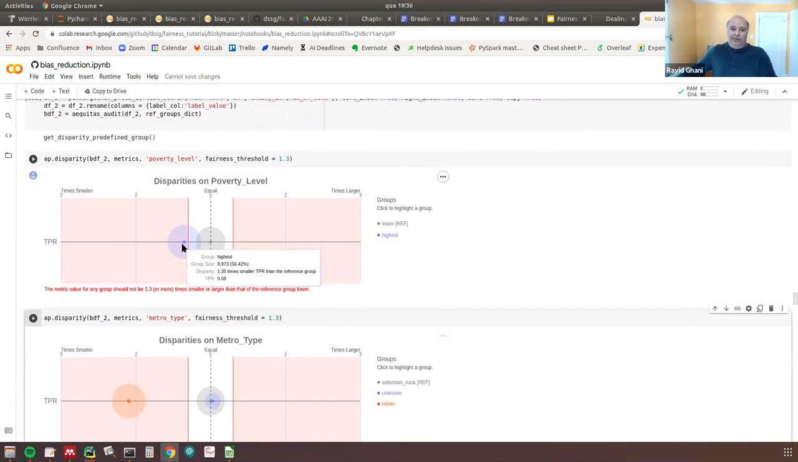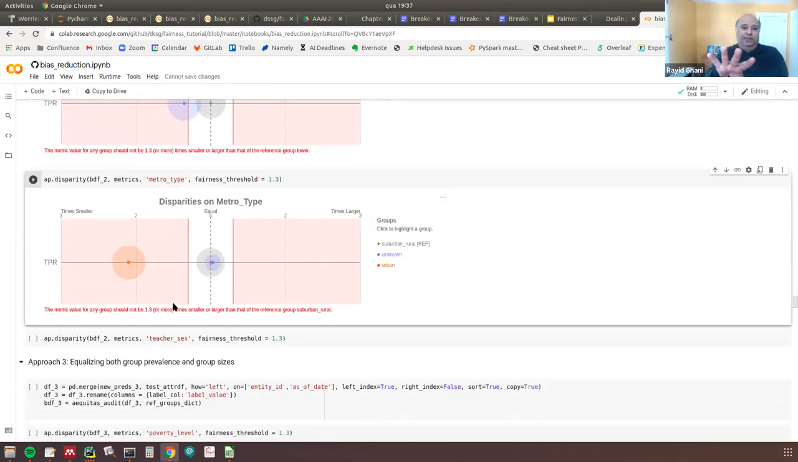It could be that both of the TPRs went down, both the recalls went down. So right now it's 0.08 and 0.11. And before it was? It was 0.14 and 0.04. So the recall for the reference group came down, and the recall for the highest priority group went up, and they became closer. Exactly.